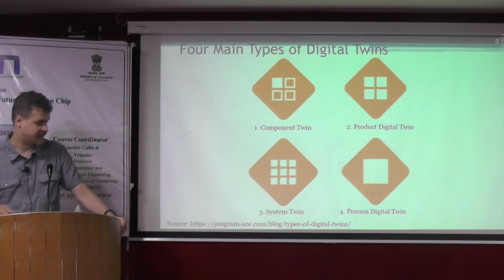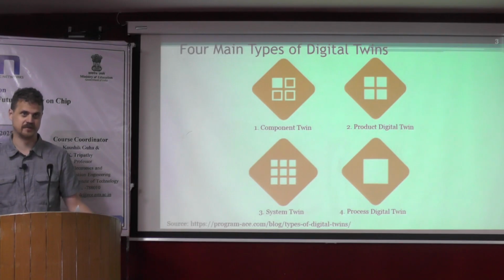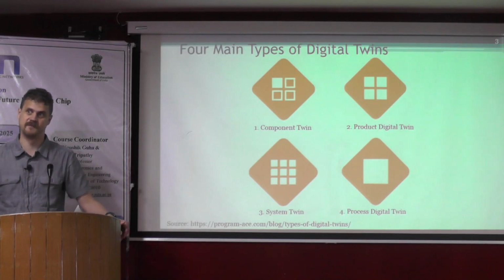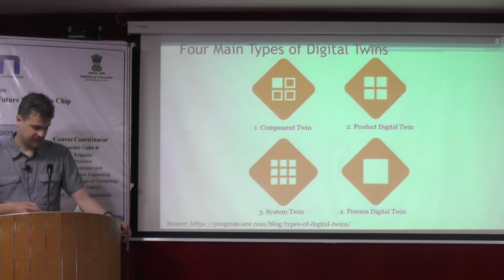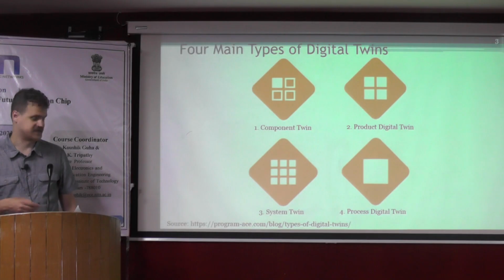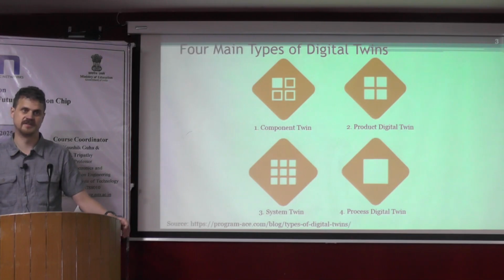One of the highest hierarchies is the system twin. Usually in terms of industry, we talk about the factory facilities that create multiple assets, like a car factory or an engine factory, and we basically imitate the system that can oversee the production of the entire line of different products.